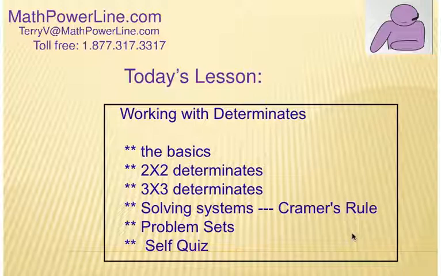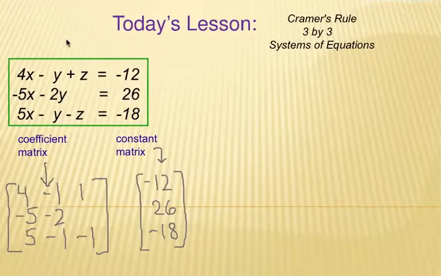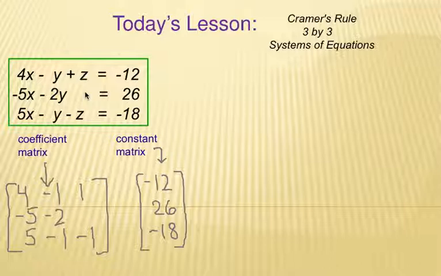So here's what it looks like. Here's a 3x3 system, and you notice how I've lined up the x's and the y's and the z's. That's pretty important to do because you want to make sure that you aren't missing something. Now this is an example of missing a z term in that second equation.